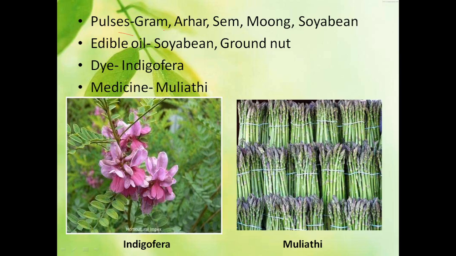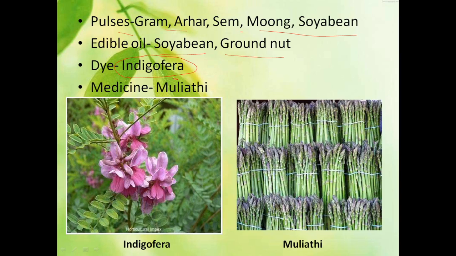There are some examples of the Fabaceae family, like pulses. Pulses like gram, arhar, moong, soybean are all Fabaceae family. Edible oils: we know that we use soybean oil. Soybean is a part of the Fabaceae family. Groundnuts are also part of the Fabaceae family. Dyes like Indigofera. You have heard of one thing, that is neel. A blue color dye appears. That is indigo. Indigofera is one of the plants of the Fabaceae family.